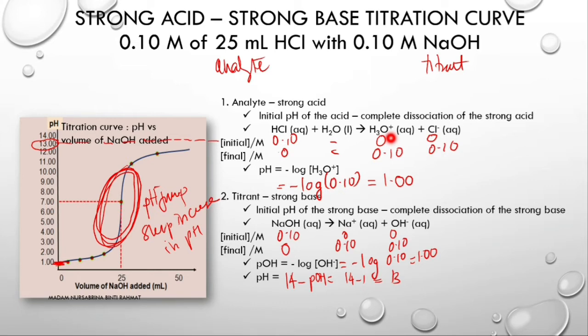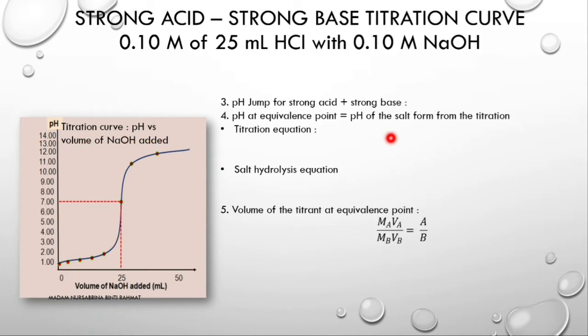After calculating the initial pH of your analyte and your titrant, you need to know the pH jump for this set. Since this is a combination of strong acid and strong base, the pH jump is between 3 and 11. So how do we know the pH at the equivalence point? It means 3 to 11 divided by 2, so it's actually at 7. This is the pH at the equivalence point.